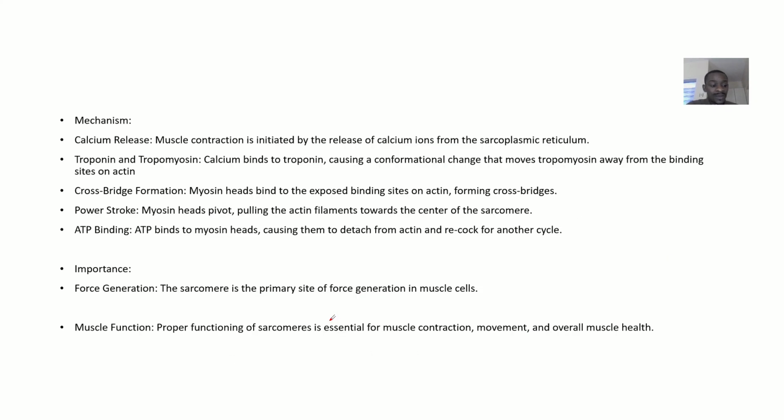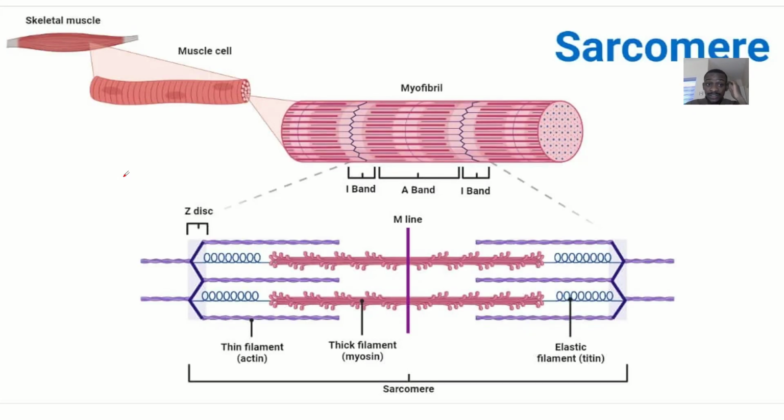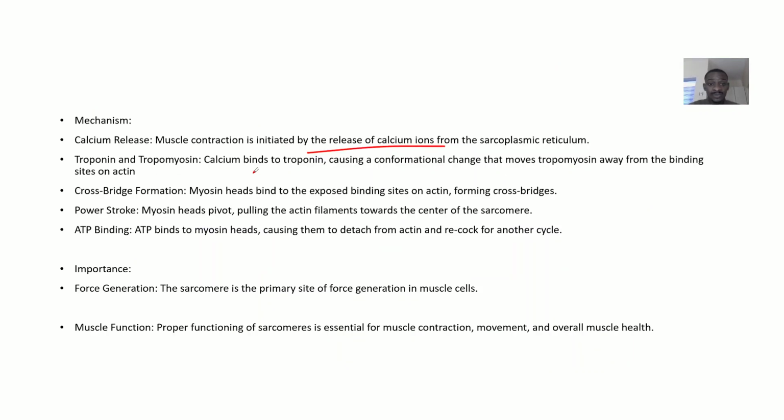Then what is the mechanism of action? This has to do with calcium release. Muscle contraction is initiated by the release of calcium from the sarcoplasmic reticulum. Then the action of tropomyosin and troponin: calcium binds to troponin, causing a conformational change that moves the tropomyosin away from the binding site on the actin.